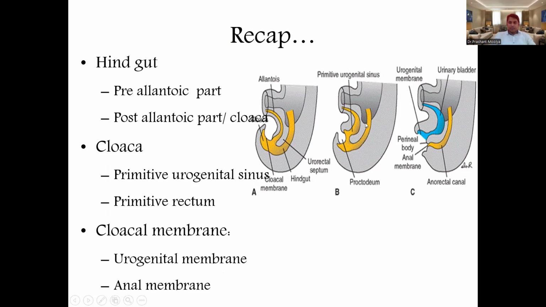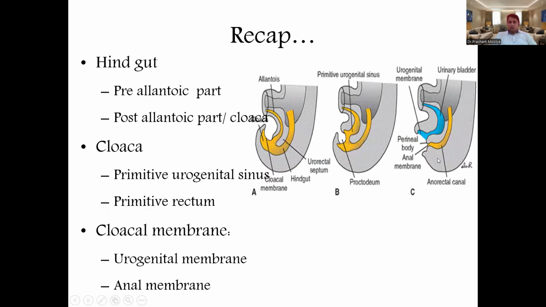Right? So both of them will be present in the pair on either side when the lateral fold is encroaching this urorectal septum. And obviously, when this is forming, that mesonephric duct will open into this cloacal membrane, cloaca. So coming to the point, we have now this blue colored one called primitive urogenital sinus, this yellow colored one called primitive rectum, and urorectal septum in between.